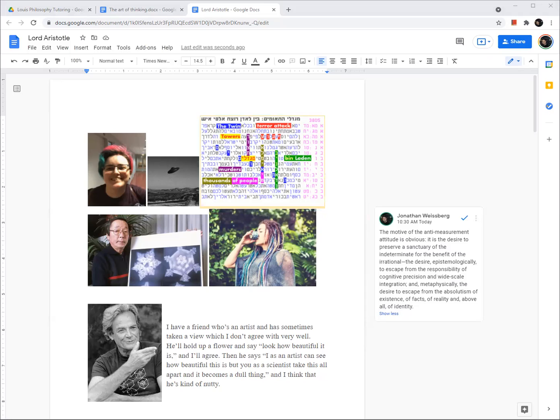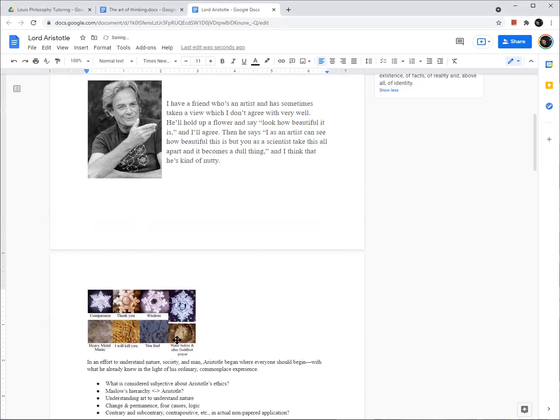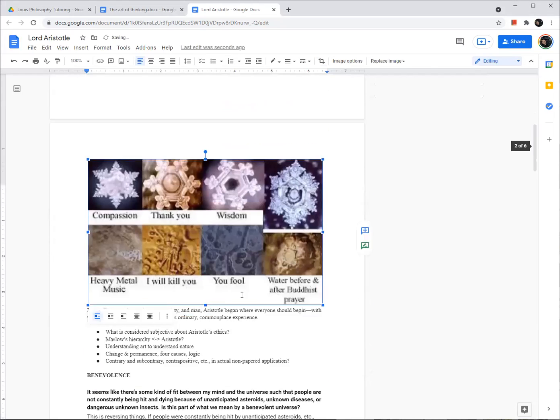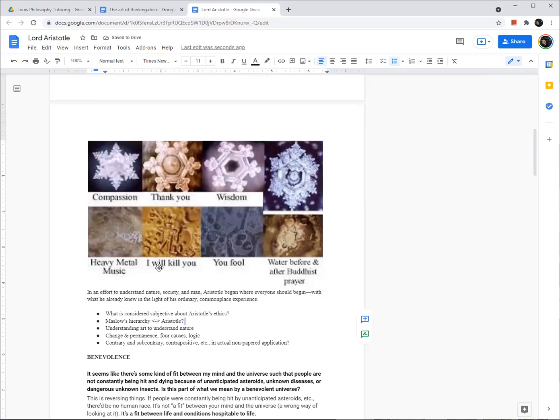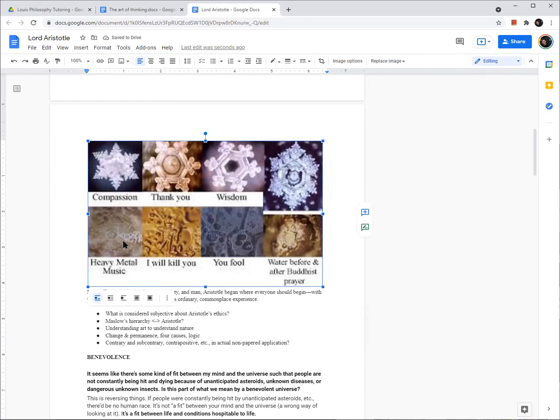Emoto Water. Here we go. Image is not so great, but it's good enough. You'll get it. So he showed that this is what happens to water depending on what you talk about. I will kill you, heavy metal, and then compare, and that's the result.